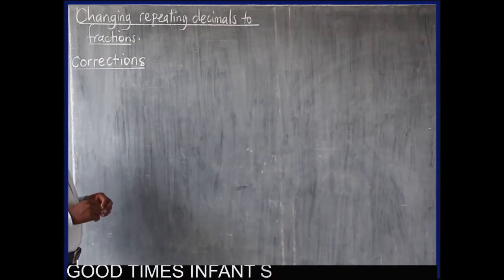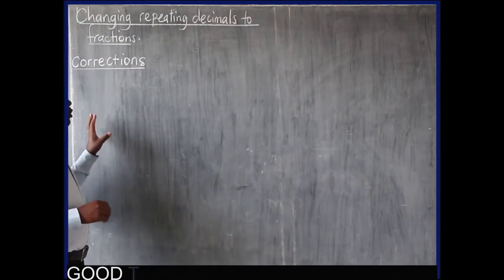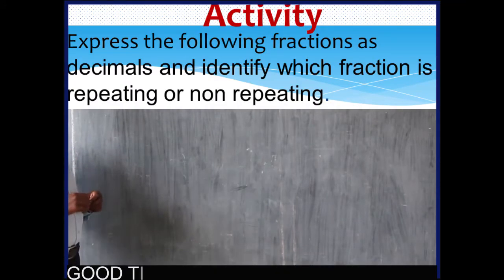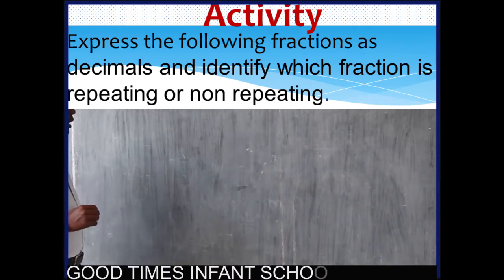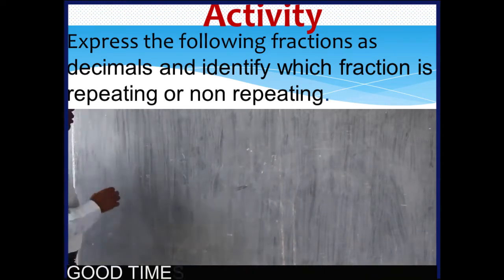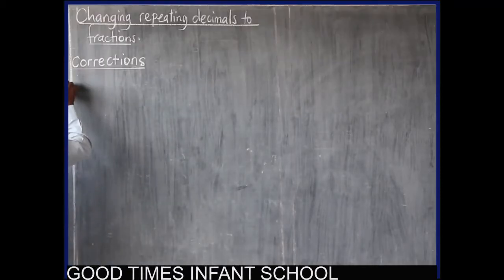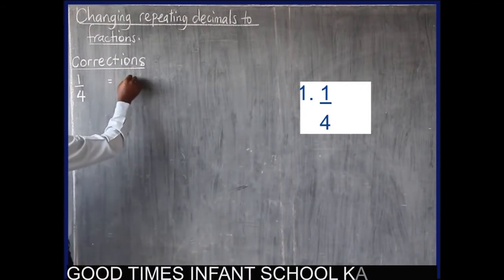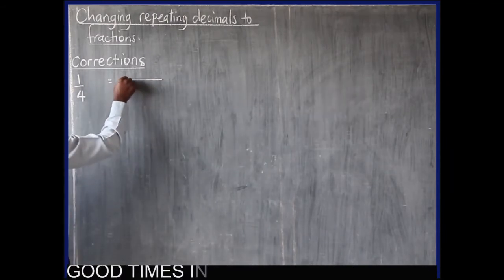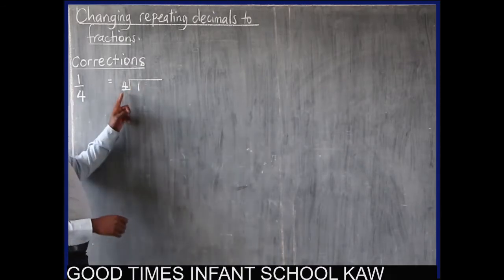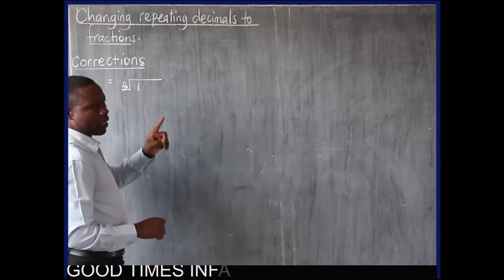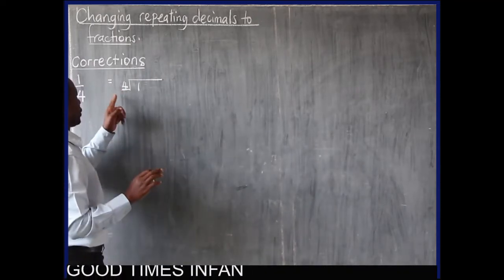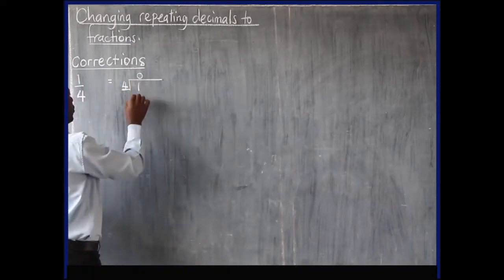Number 1 was, the question was, express the following fractions as decimals and identify which fraction is repeating or non-repeating. So number one was a quarter. So if we're expressing this a quarter, when you look at multiples of 4, we don't have any 1. We don't have any 4 in 1. So we have a 0.